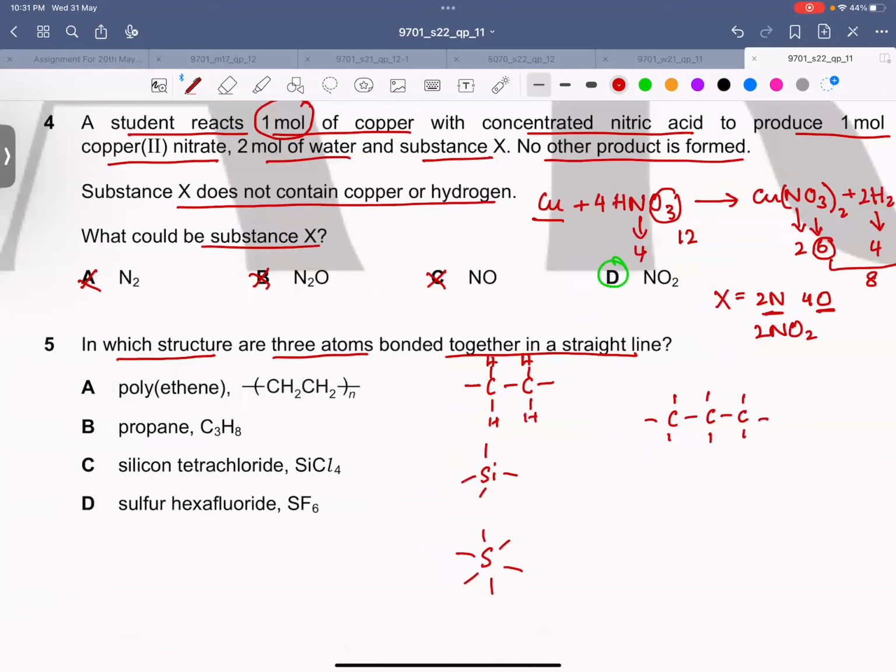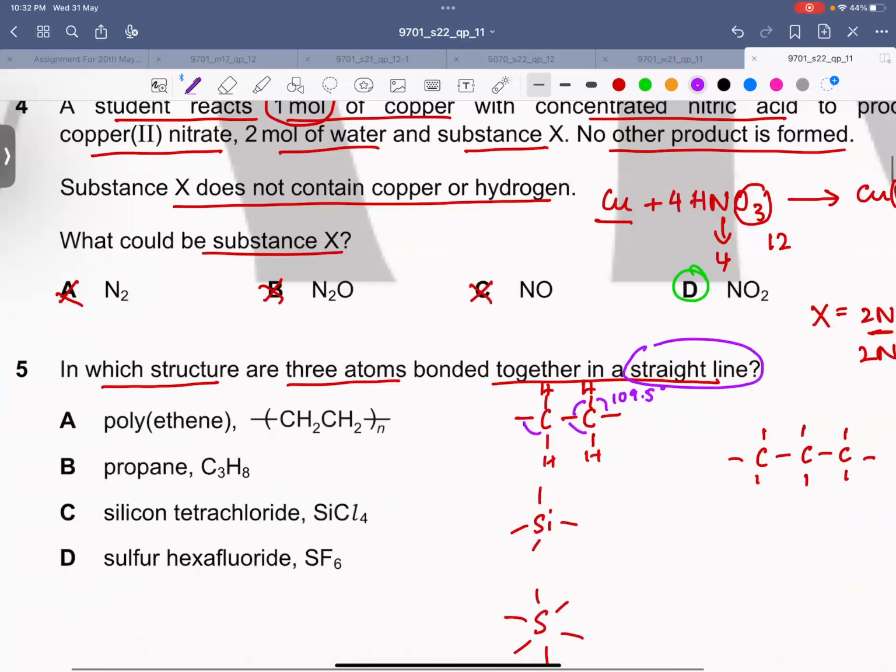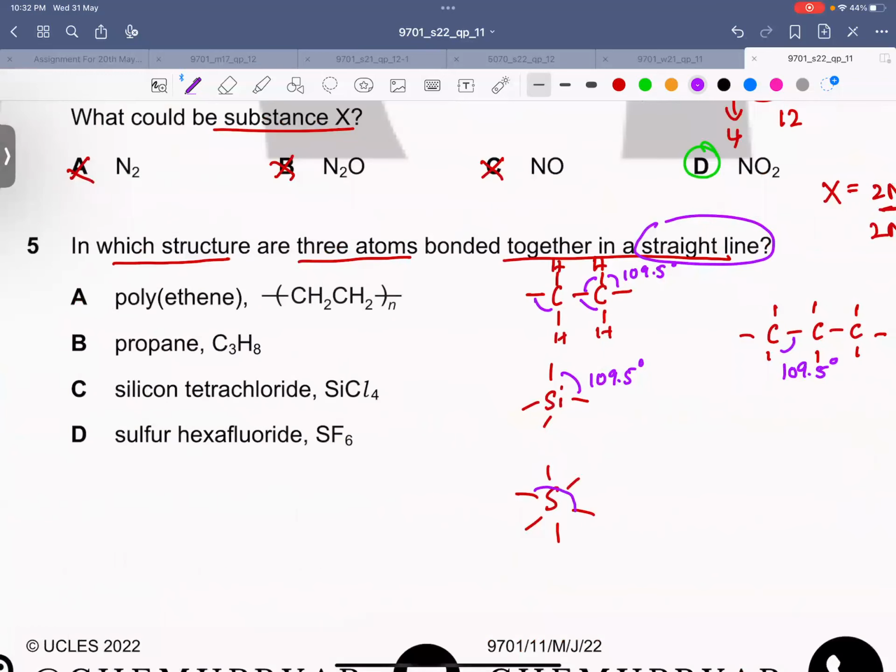It's SF6. And why? Because here the bond angle is 109.5 degrees, whether this one or this one or this one. So they are not in a straight line. See the statement. They are asking about straight line. In the same way, the bond angle over here is also 109.5 degrees. But here, this bond angle would be 180 degrees only. So A, B, and C go wrong, and D is your correct answer.